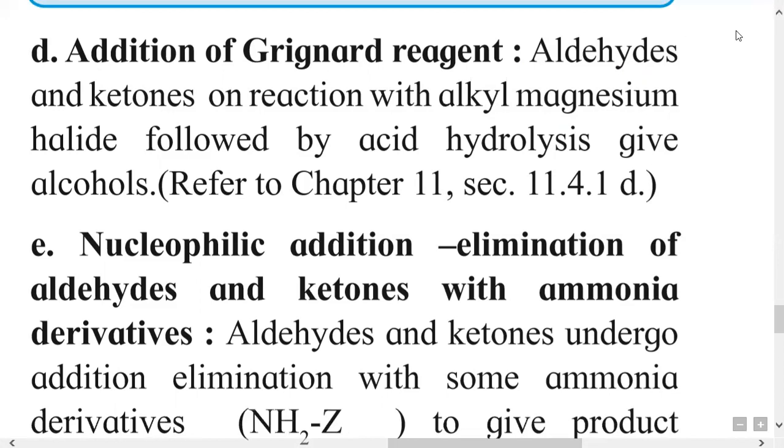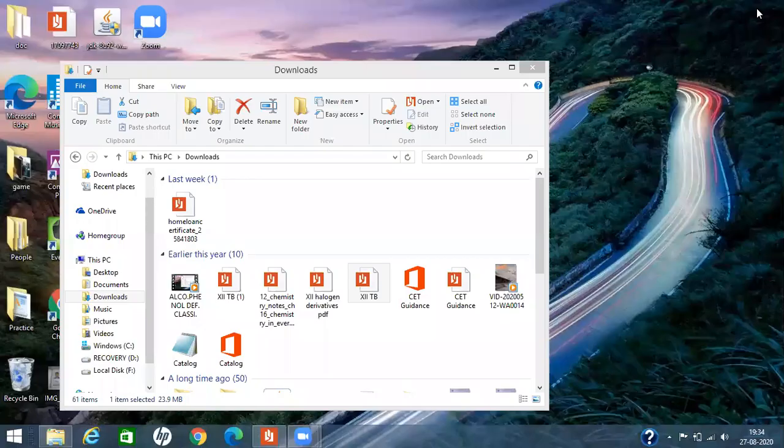So these are addition reactions. The remaining reactions of aldehydes and ketones we will study in the next chapter, that is the next lecture.